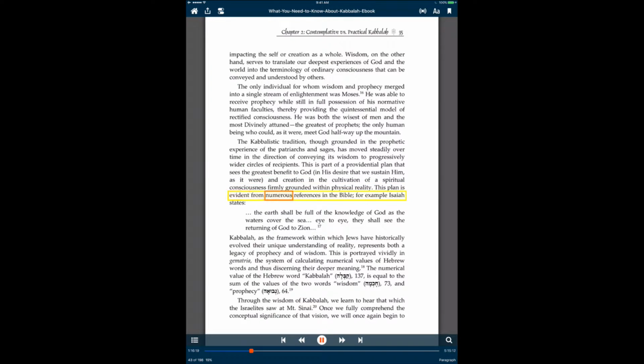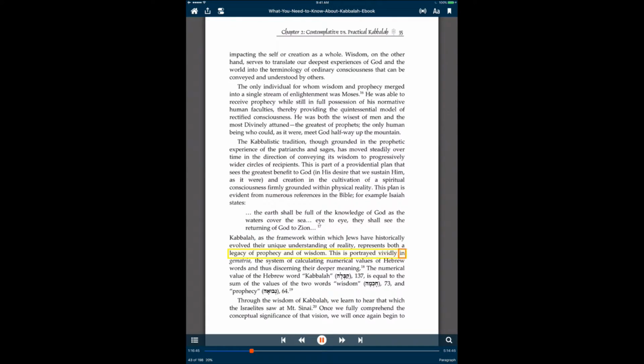This plan is evident from numerous references in the Bible. For example, Isaiah states, "The earth shall be full of the knowledge of God as the waters cover the sea. Eye to eye, they shall see the returning of God to Zion." Kabbalah, as the framework within which Jews have historically evolved their unique understanding of reality, represents both a legacy of prophecy and of wisdom.